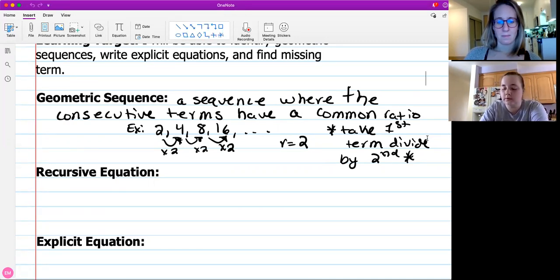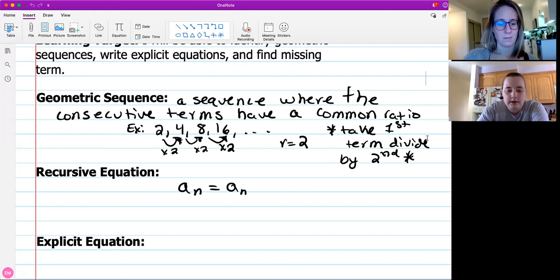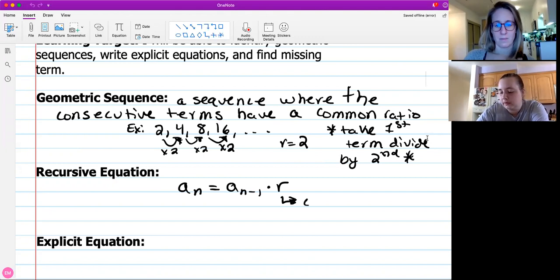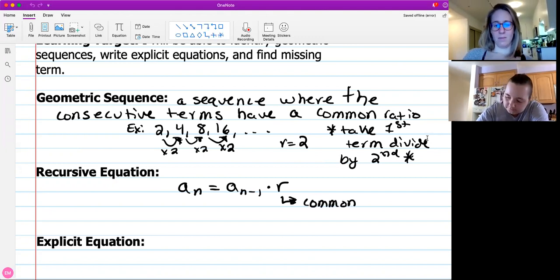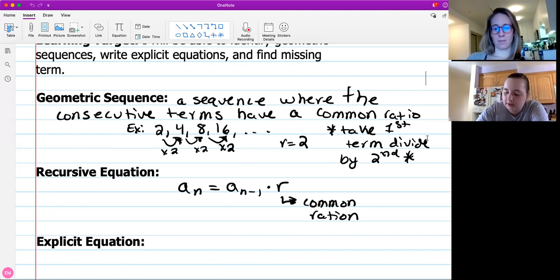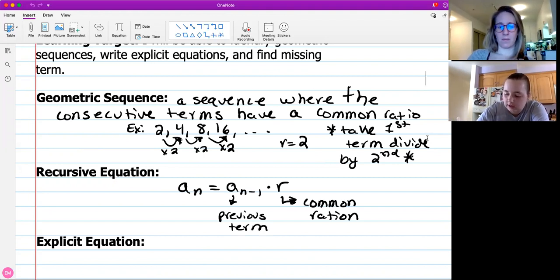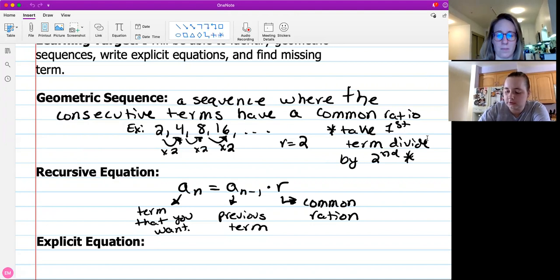So we're going to show you what it is really quick. So we have a_n equals a_(n-1) times r. So r would be our common ratio like we just talked about. a_(n-1) would be our previous term, just like yesterday. And then a_n would be the term that you want. So nothing too fancy. Pretty much the same concept as yesterday, just a slightly different equation.